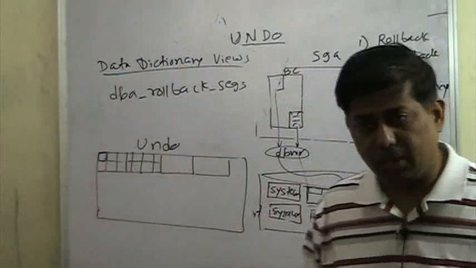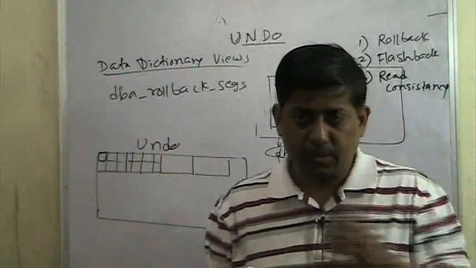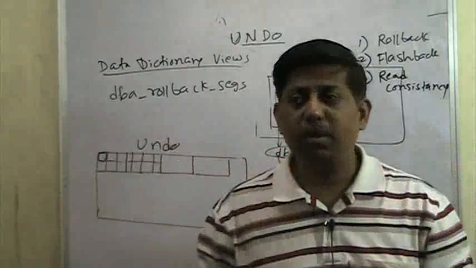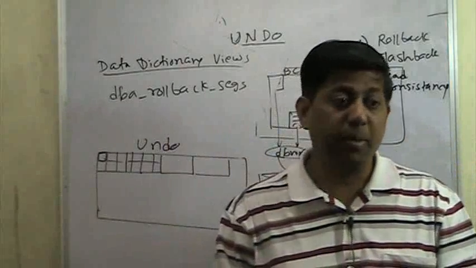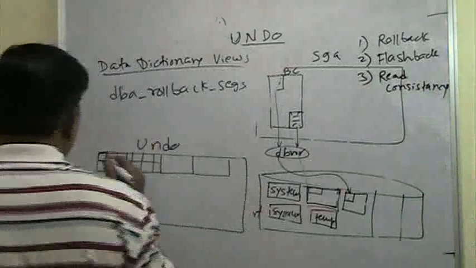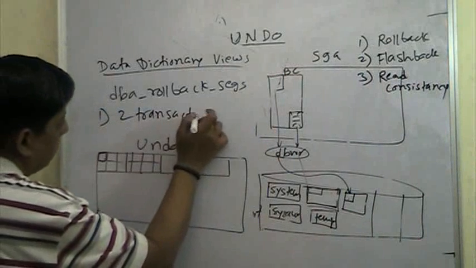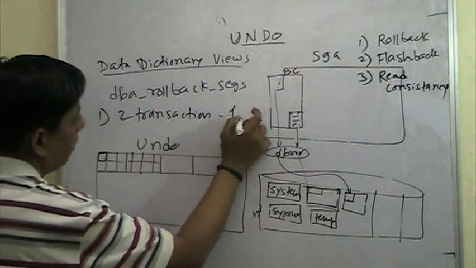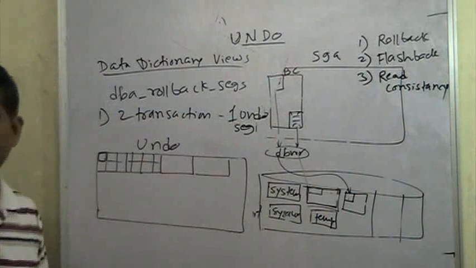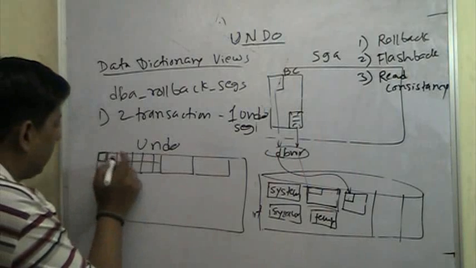We are anyway sharing the undo tablespace, and we are also going to share the undo segments. So again I will repeat the point, that two distinct transactions may be assigned the same undo segment. That is point number 1. So two or multiple transactions, one undo segment. This can happen. Therefore, my undo will be sitting right next to your undo.